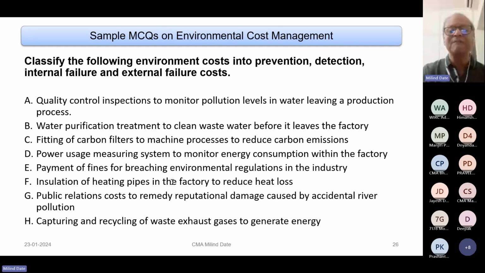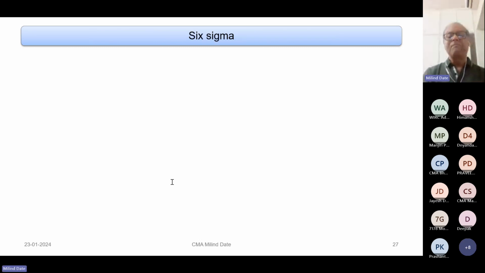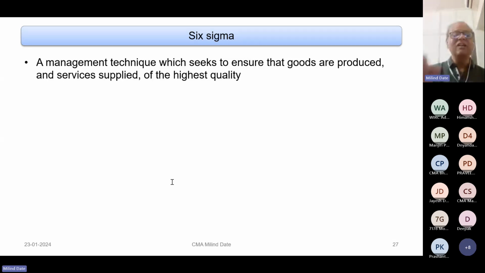Very, very useful this. I'll now take you to a concept called Six Sigma. Motorola, a telecommunications company, mobile phone making company, introduced a technique in last century, during 1980s, Six Sigma, a managerial technique which would try to prevent defects, try to improve process, ensure that the goods are produced or services are supplied at the highest quality.